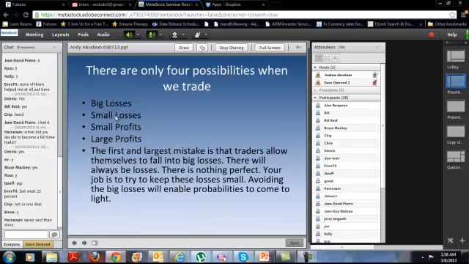The other reality, which hopefully I put in this slideshow, I don't remember, I did this about a week ago or so, is that you are going to have small losses. There's no way to avoid them. But guess what? It's okay. No one's perfect. And you're going to have a lot of small profits, which are going to offset them. They're going to negate each other.